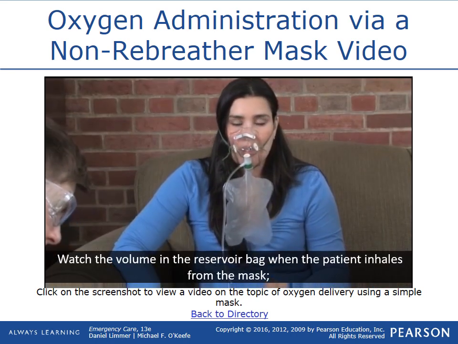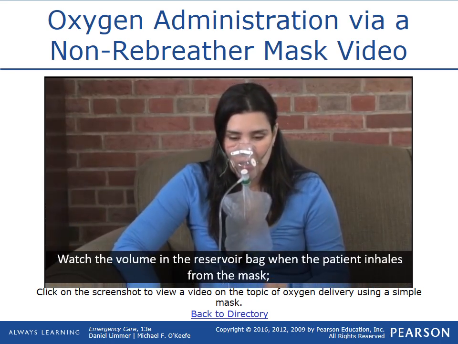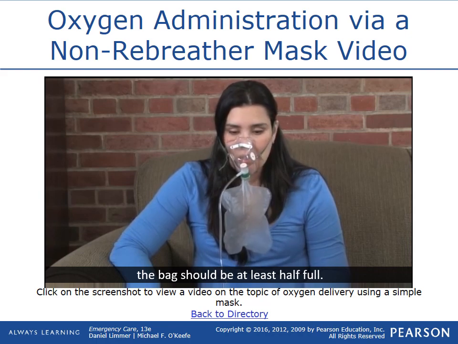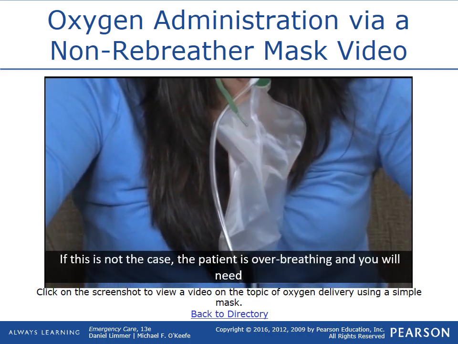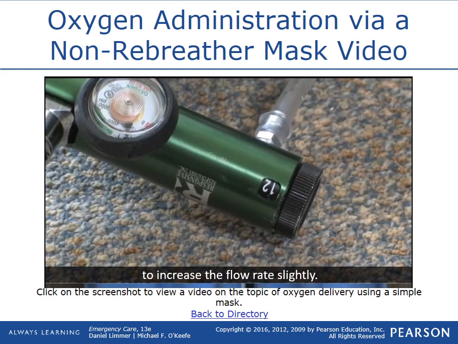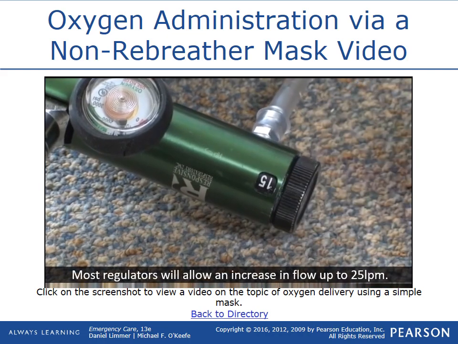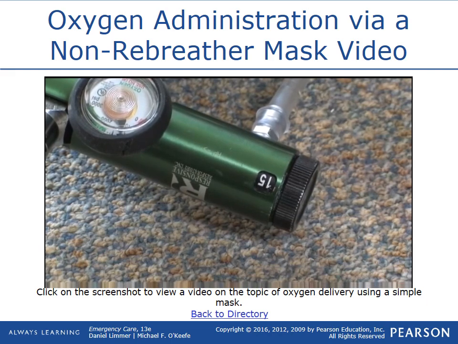Watch the volume in the reservoir bag when the patient inhales from the mask. The bag should be at least half full. If this is not the case, the patient is over-breathing and you will need to increase the flow rate slightly. Most regulators will allow an increase in flow up to 25 liters per minute.